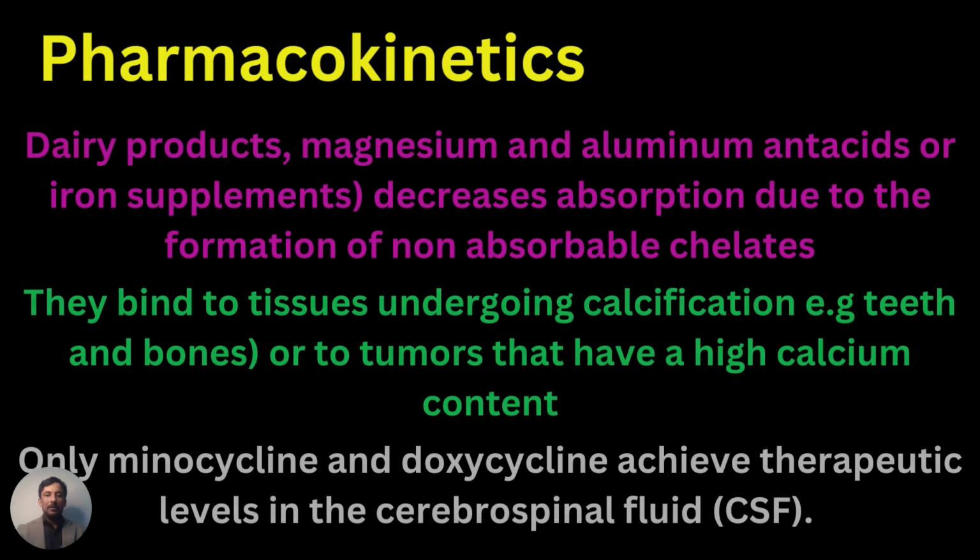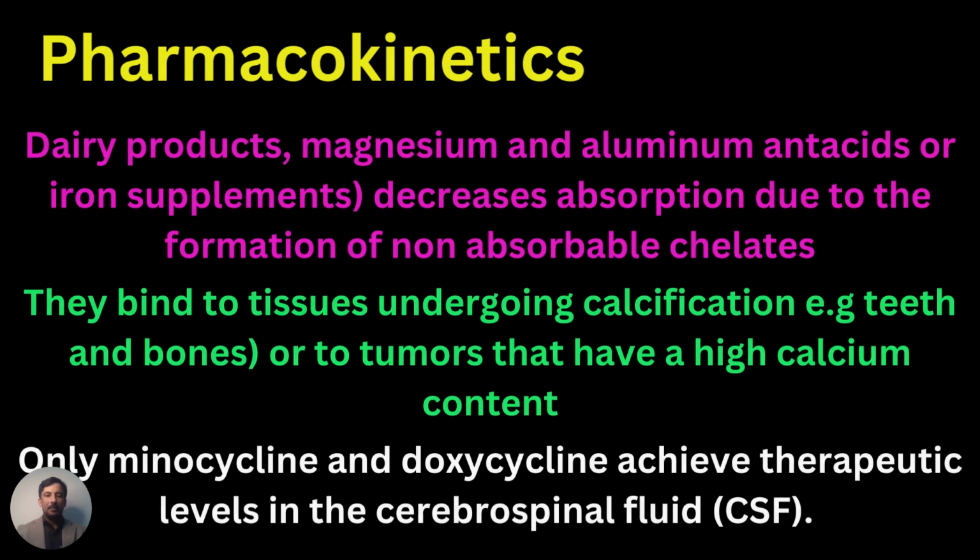So now coming towards the pharmacokinetics of tetracyclines. Dairy products, magnesium and aluminum antacids, and iron supplements decrease the absorption of tetracycline due to the formation of non-absorbable chelates. It forms chelates which are non-absorbable, and because of this, it decreases the absorption of the tetracyclines.